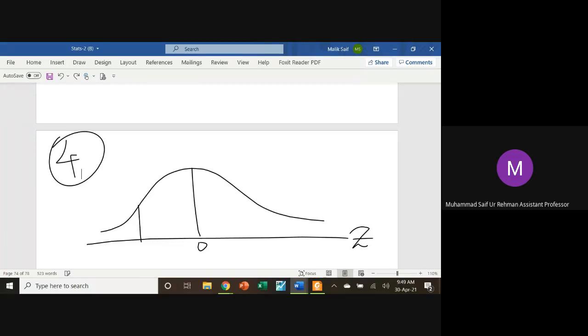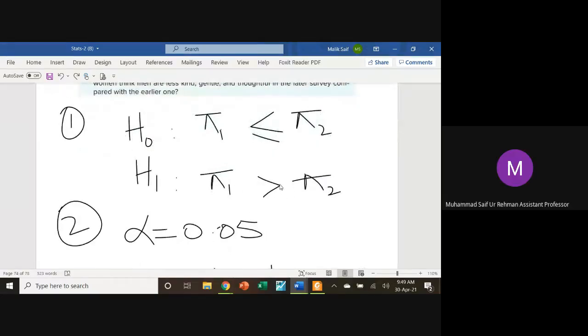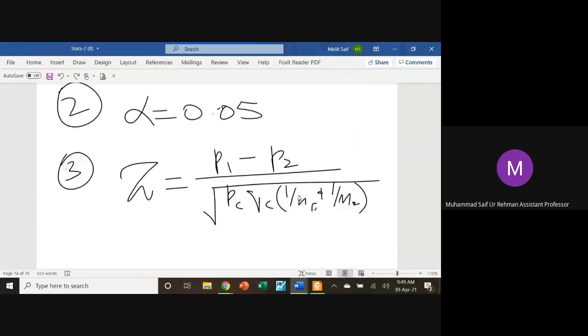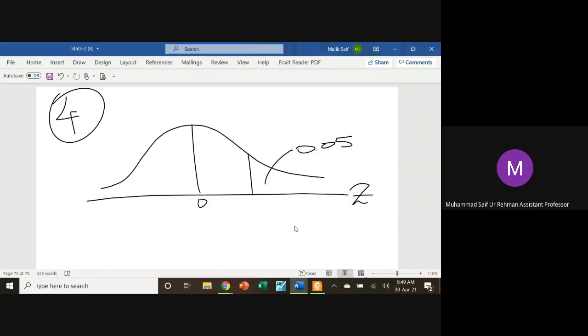Is this one tail or two tail? This is one tail, a single tail. So the critical region is on the right side, so the tail will be on the right side, like this. And this is 0.05. There is no need of dividing it by 2 because a single tail is there. Then you have to write down the share of this area, that is 0.5 minus 0.05. The answer is 0.45.